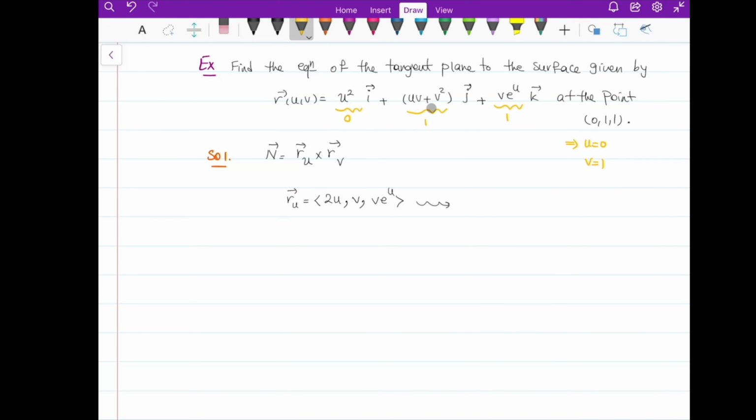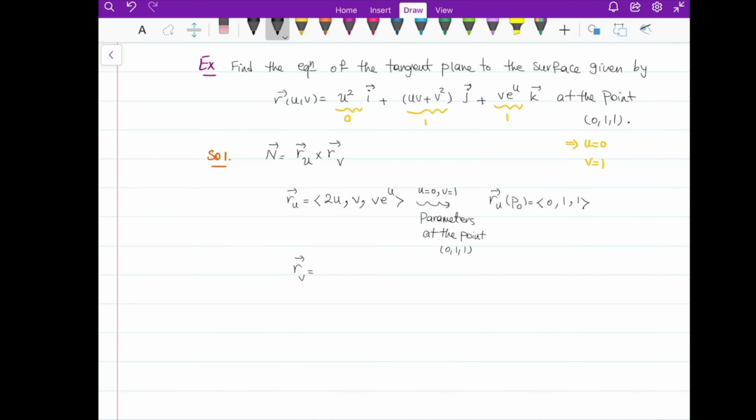And let's check my answer. uv is equal to 0, and then v squared is equal to 1. Perfect. So at this point, these are my parameters. So I'm going to plug in u equals 0 and v equals 1, which are the parameters at the point (0, 1, 1). So r_u at the point P0 is equal to, u is 0, v is 1, and this is r_u.